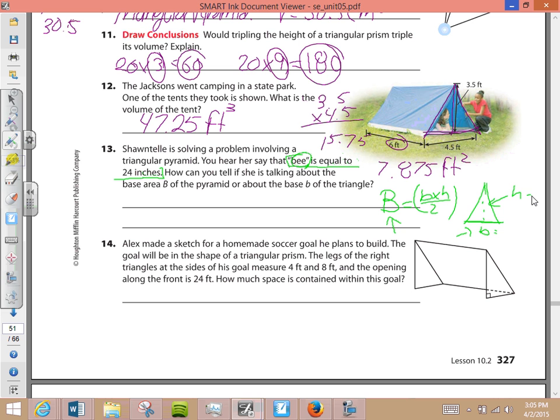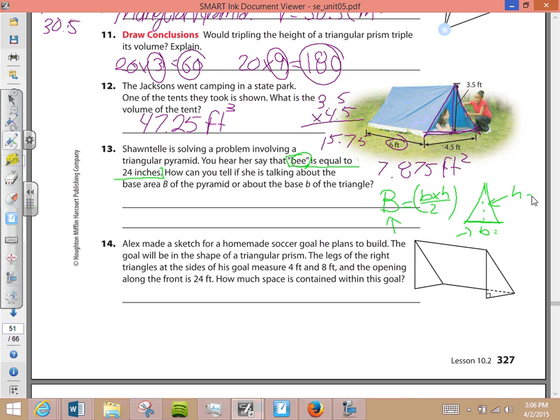Yes. Why? Okay. But he didn't. He just said B. That's it. You have to figure out by the whole word. The square. Okay, so what do you think it is? Why?